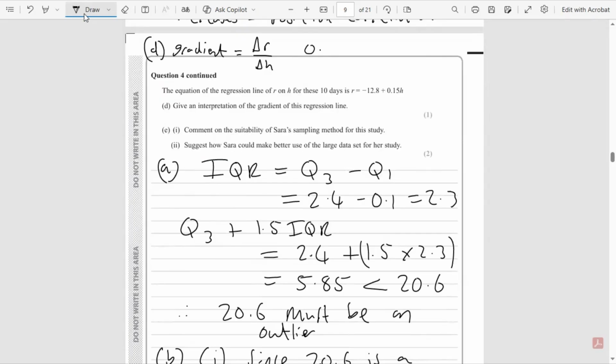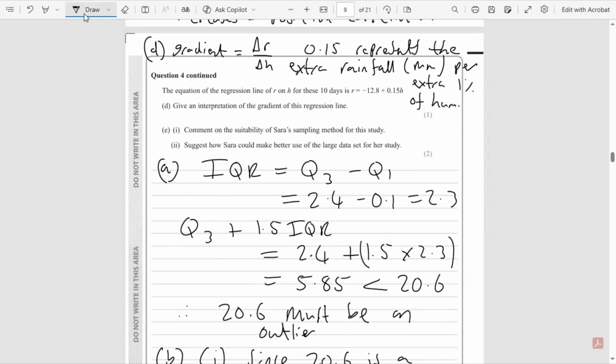So we can say that the 0.15 represents the extra rainfall in millimeters per extra 1% of humidity. So that is what the gradient is. It is the change in the Y value for every 1 unit of the X value. So basically, as you add on 1% extra of humidity, that means the rainfall increases by the gradient of 0.15.